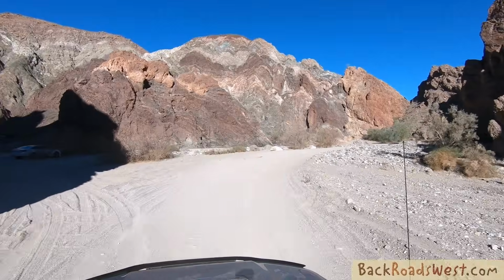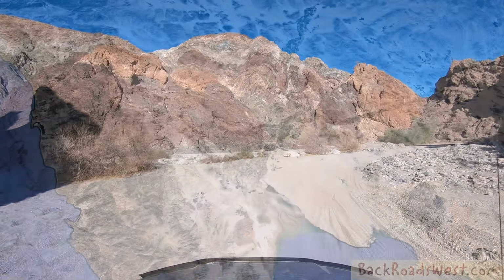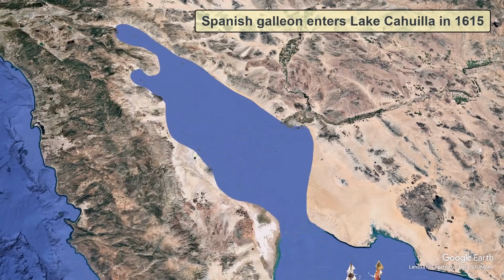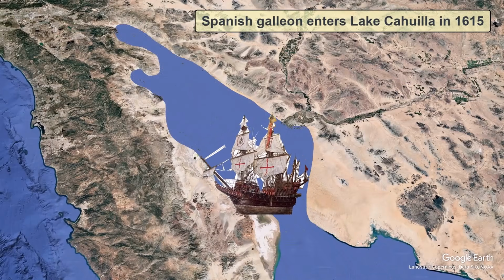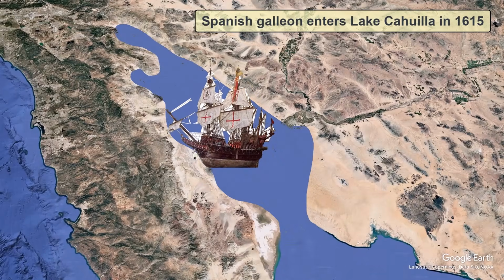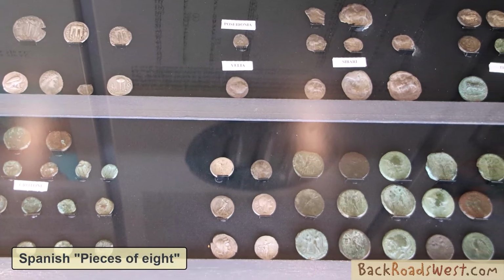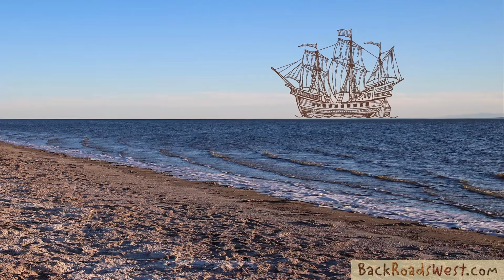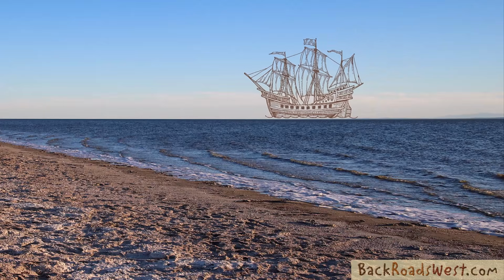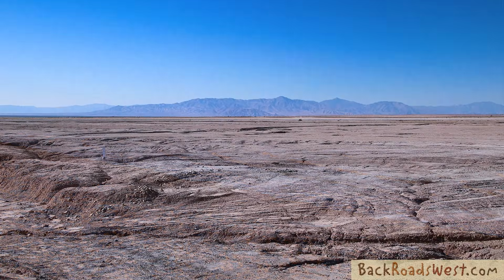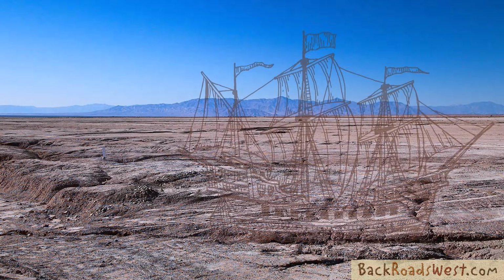There are accounts of, or maybe it's a tall tale, of a Spanish galleon venturing into Lake Cahuilla when it was full of water in 1615. It was laden with riches when it became stuck in the shallow water. The crew walked away, and the ship was eventually swallowed up by the desert after the lake dried up, only to reappear a few times during big dust storms.